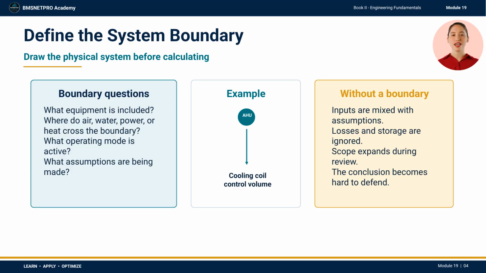Before calculating, draw the physical boundary. This can be simple. It may be an air handler, cooling coil, a hydronic loop, a chiller plant, or a single critical room. The boundary tells the learner what is included, what is excluded, and what crosses the line: air, water, heat, power, fuel, refrigerant, or signals. Many bad calculations start because the boundary was assumed instead of stated. If the boundary is unclear, the result may still have numbers, but it will be difficult to defend.